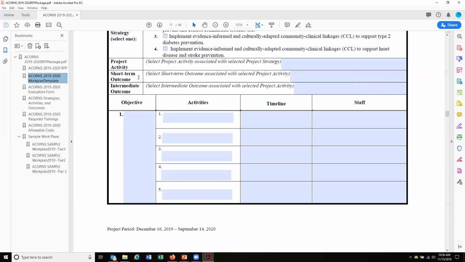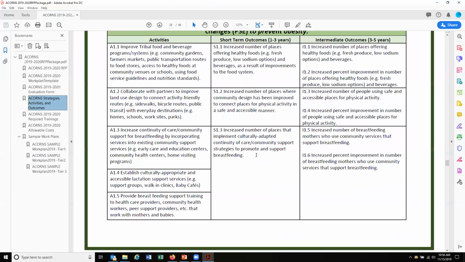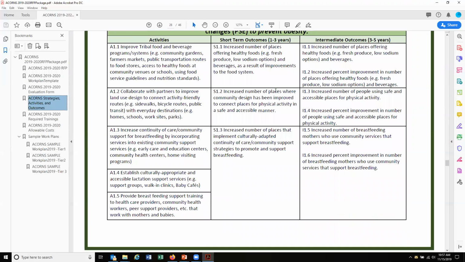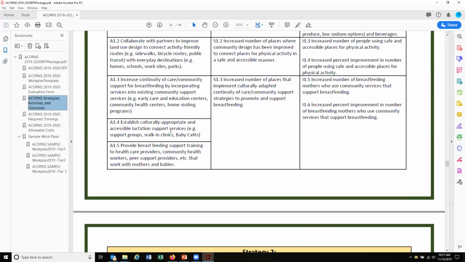In this section for short-term outcome, based off the activity that you selected, so if I selected establish culturally appropriate and accessible lactation support services as my activity, and my strategy was to prevent obesity, I selected this as my activity. In the short-term outcome portion on my work plan, I would copy and paste S1.1, which is increased number of places that implement culturally adapted continuity of care and support strategies to promote and support breastfeeding.